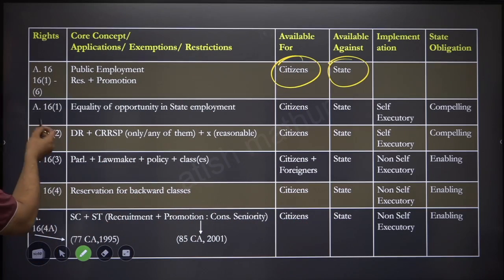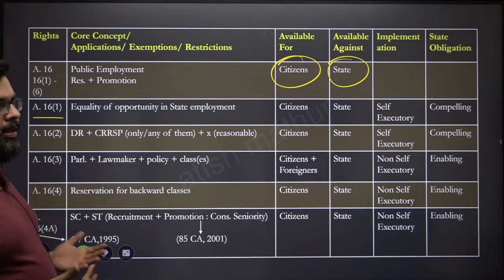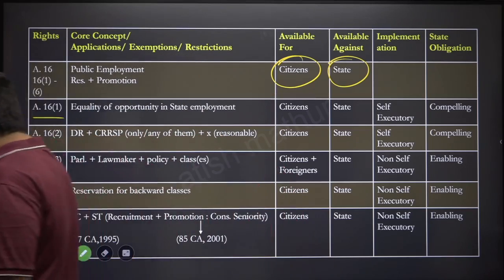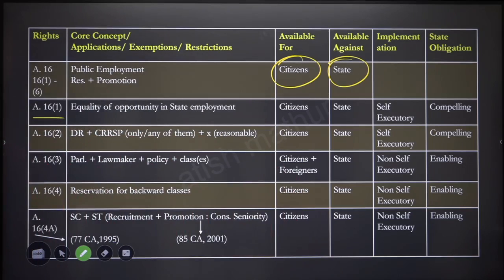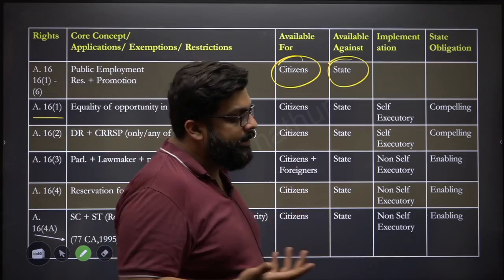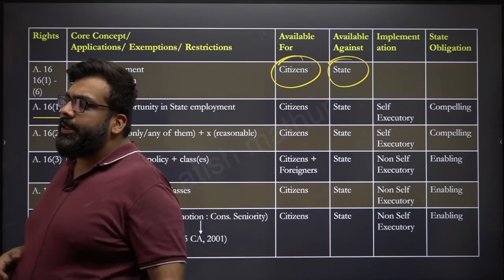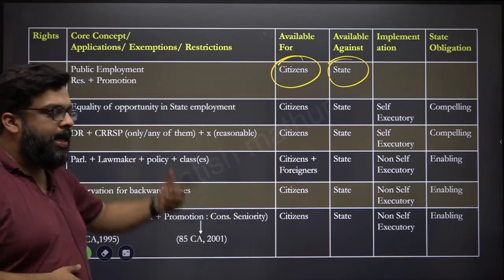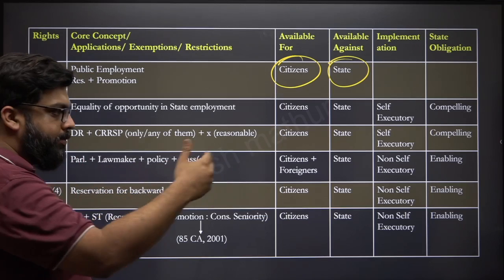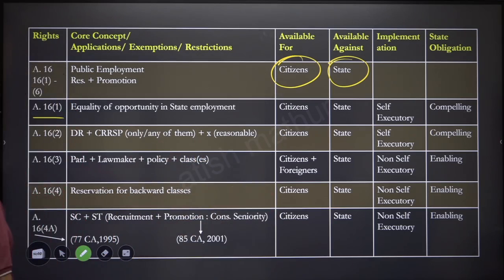Now, Article 16 Clause 1 is your general article, is your foundational article, which says that there shall be equal opportunity for all citizens in matter of employment as far as the employment is under the state. So very clearly it tells you that it is against the state, and it is only and only for the citizens, right? Now comes the details of it.